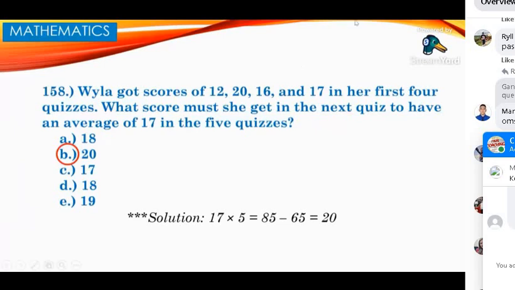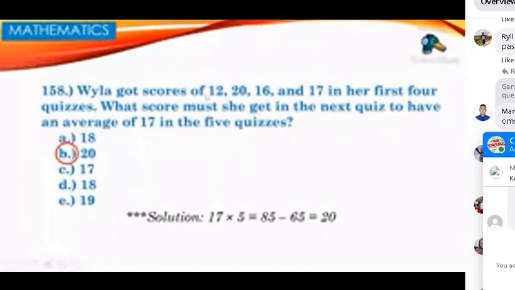Okay, so what score must she get in the next quiz to have an average of 17 in the 5 quizzes? So parang katulad ito ng Raptors na meron tayo. So the average should be 17. So we could multiply this by 5. Kasi 5 quizzes ang meron tayo. So 17 times 5, that is 85. And then we're going to subtract it from the total of the 4 quizzes na meron siya. So that is 12 plus 20 plus 16 plus 17. The total is 65. So 85 minus 65, that is equal to 20. So the correct answer here is 20.